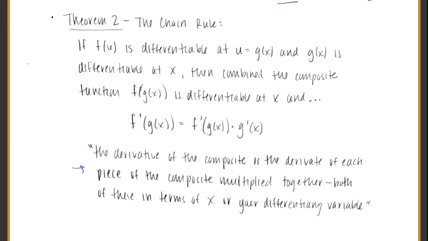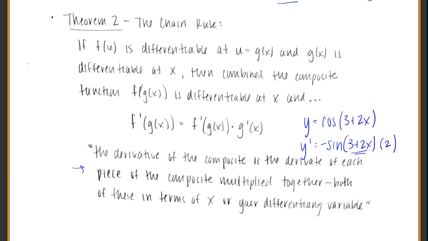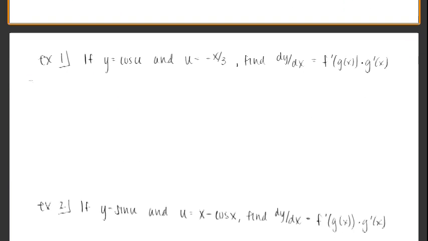So the derivative of the composite is the derivative of each piece of the composite multiplied together, and both of these are going to be in terms of x. It's like when I had that just above, if I had y equals cosine of 3 plus 2x, the two parts are cosine x is one part, and 3 plus 2x is the other. So if I want to take the derivative, the derivative of cosine is negative sine of 3 plus 2x, and then times the derivative of this, which is just 2. So that's kind of what you're doing there. Let's get started on some problems and we can practice with this.